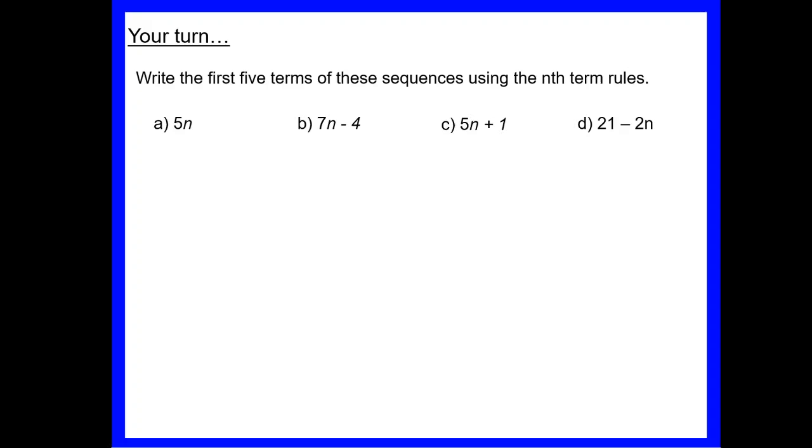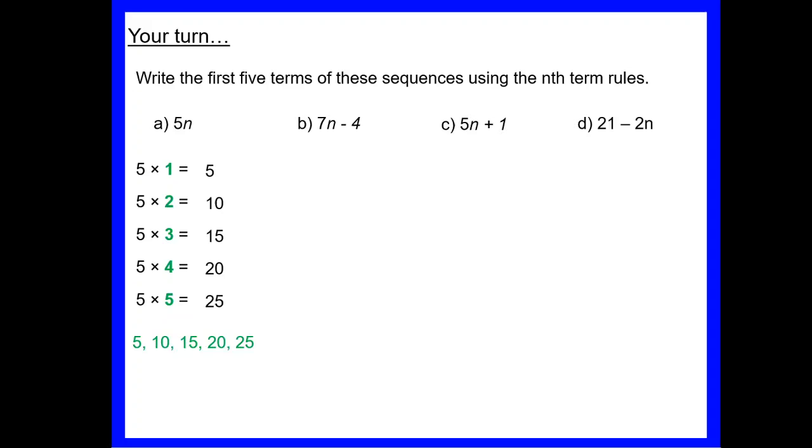Okay, let's have a look at the solutions then. So for our first one, we've simply got 5n. So that's 5 times our position number. We're starting off with the position number 1. So 5 times 1 is 5. Then position number 2 and 3, etc. So we do that 5 times for our first 5 positions, and our sequence reads 5, 10, 15, 20, 25.